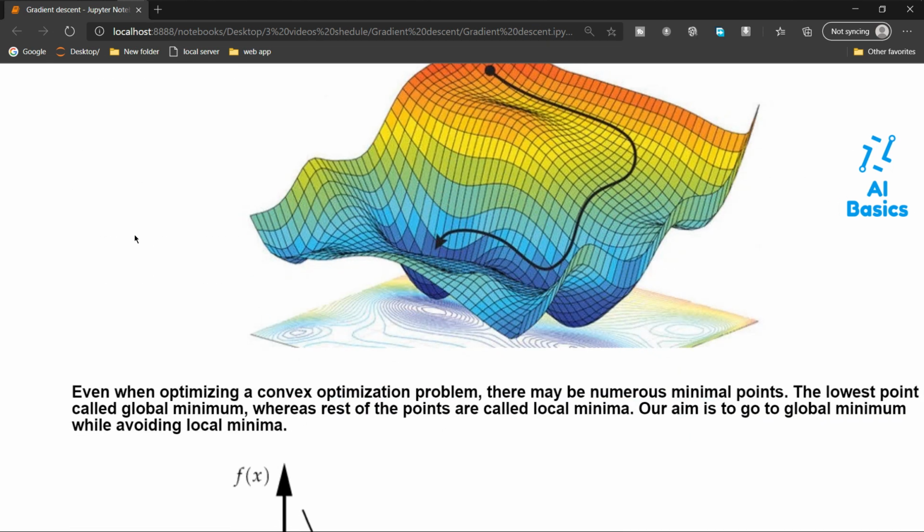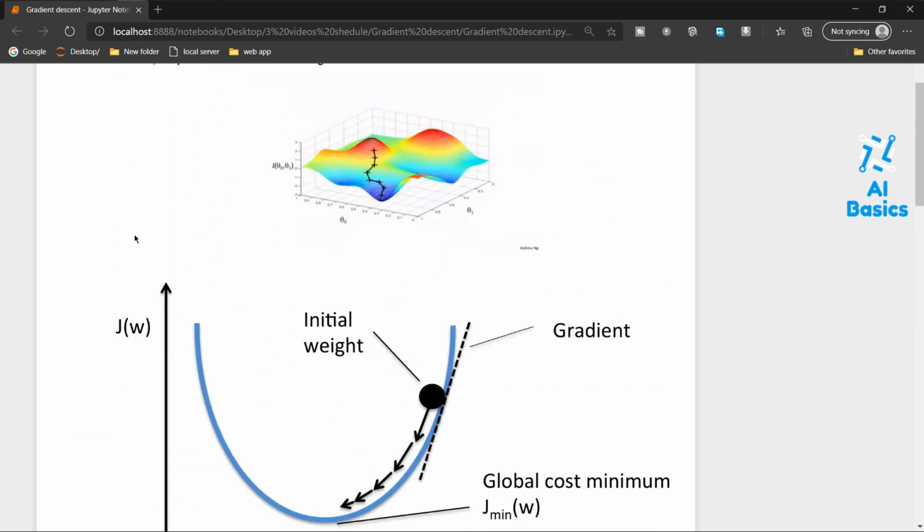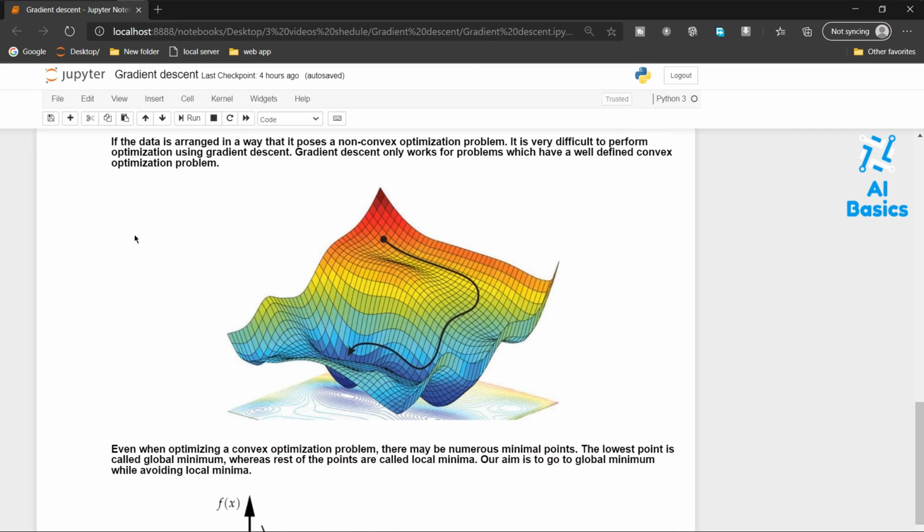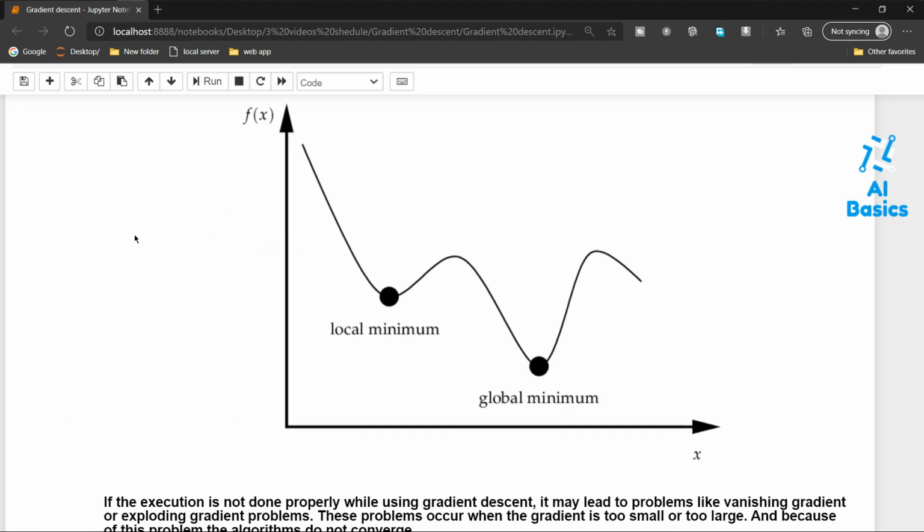Okay guys, I hope you understand the basic idea of this gradient descent algorithm. In the next video, we implement this algorithm in Python.